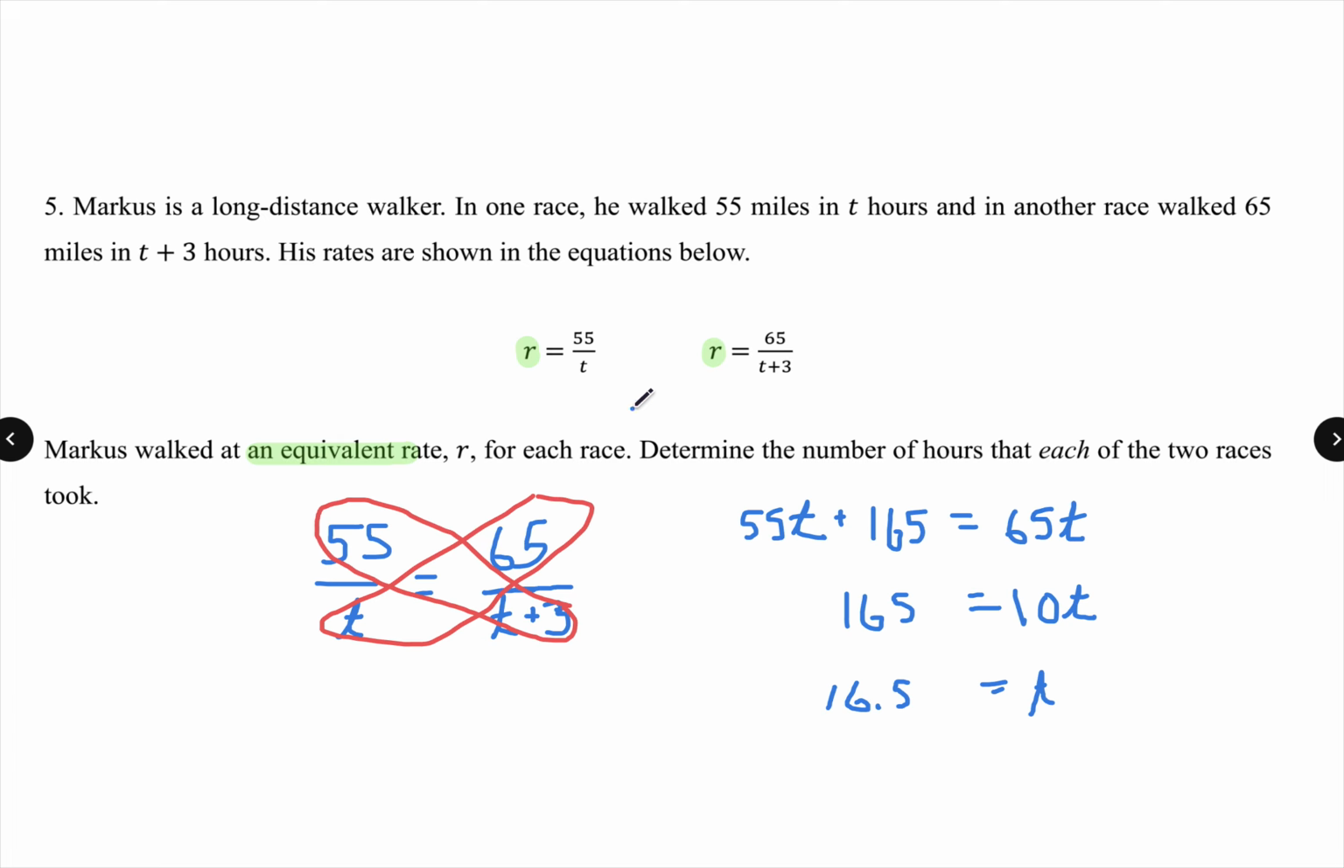But I'm not done yet. I found t, but I want to know how many hours each of the two races took. If I look at race number one, it's just t. So race number one is going to be 16.5 hours. And race number two, this actually tripped me up. I probably would have lost a point for this one. Race number two is 16.5 plus the 3 hours at the bottom, because that's how long it took. So race number two would be 19.5 hours.